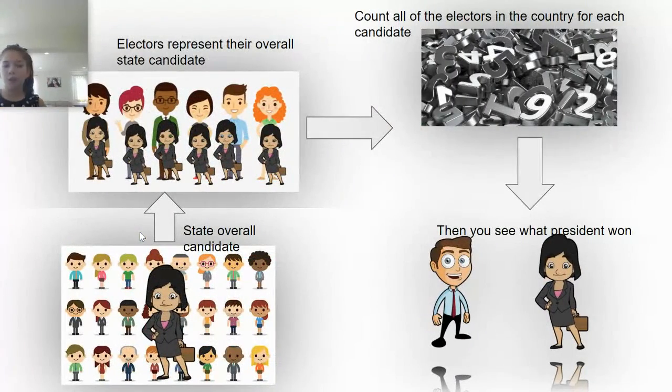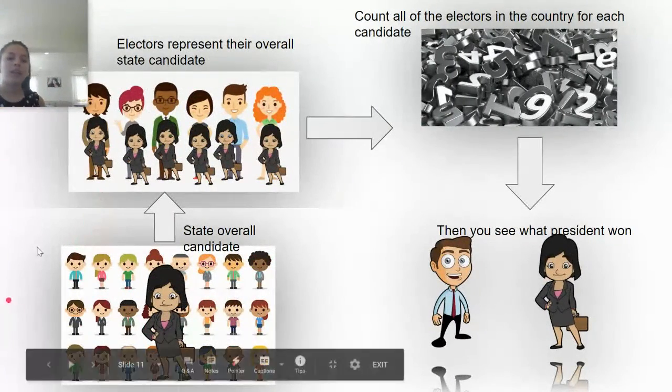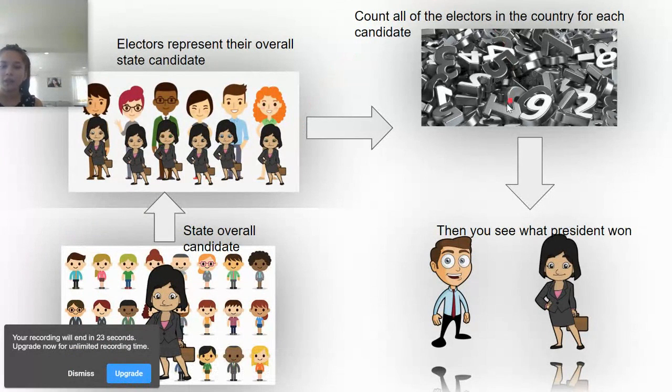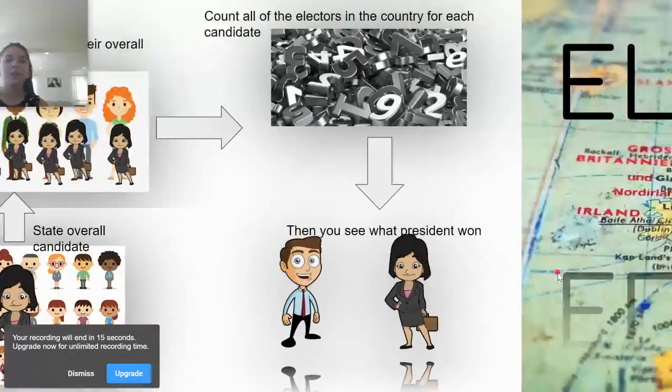Okay, so let's go through the process one more time. All the people in your state vote. Your state's overall vote is what the electors will have to vote for in the second round. Then you count all the electors, and whoever has more, the candidate, wins and becomes president. So that is electors.